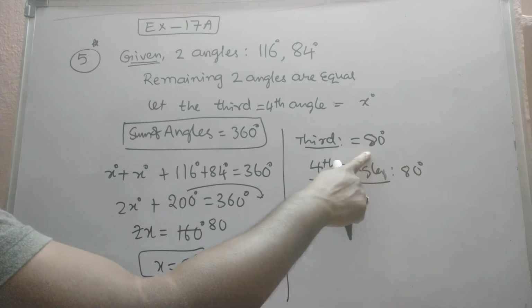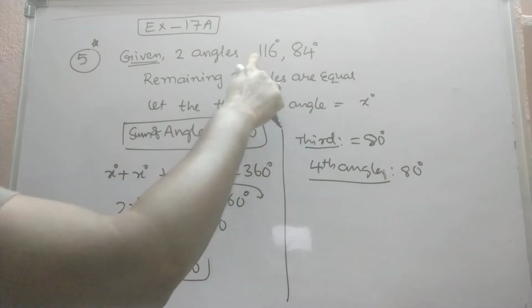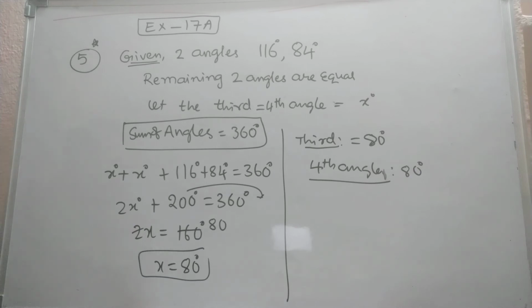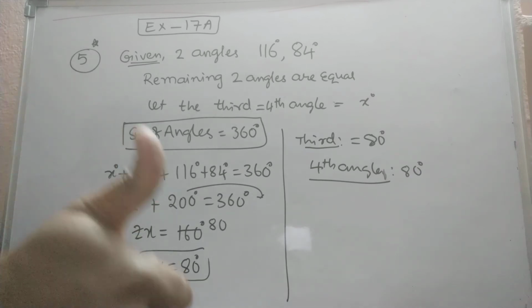80 plus 80 is 160, and 160 plus 200, which is equal to 360. Angle sum property satisfied.